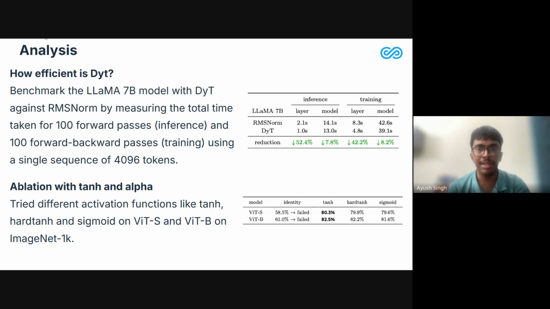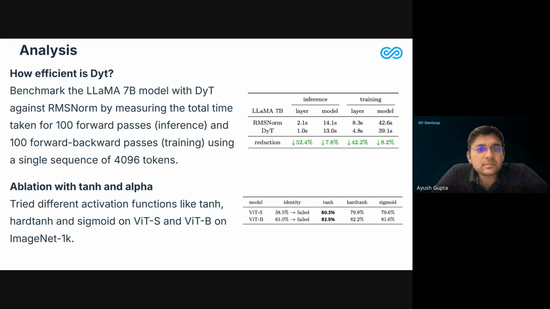And next was the ablation on the activation functions that I was talking about previously. They found that TANH performed better than hard TANH and sigmoid. For the identity function, it was quite evident that it would perform worse, because identity simply meant no normalization. But the interesting thing was that identity performed very slightly better than sigmoid as well. That could be something we can talk about. What is in the efficiency of DYT? What is that layer and model column?